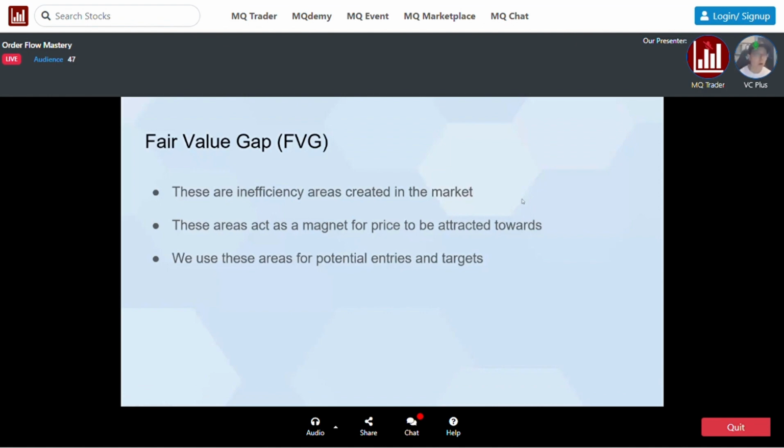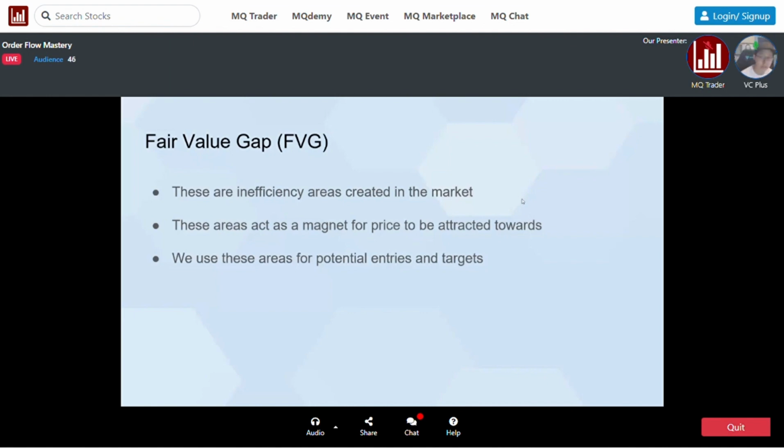Now, if you start to look for order blocks in the chart, you'll be able to identify a lot. But how do we then identify a significant order block? We have this principle called fair value gap.